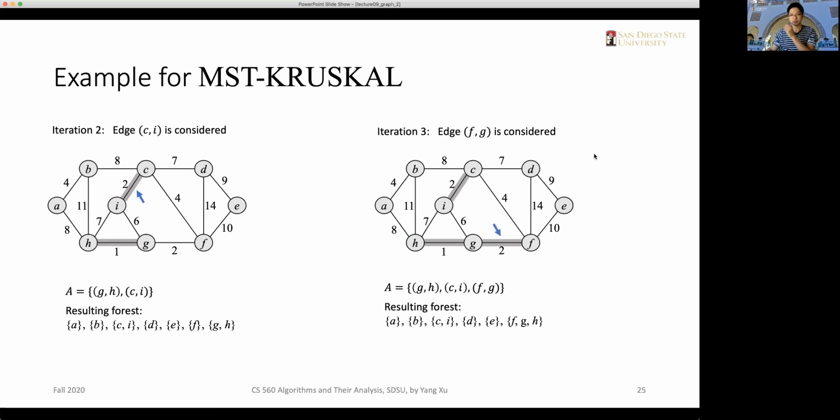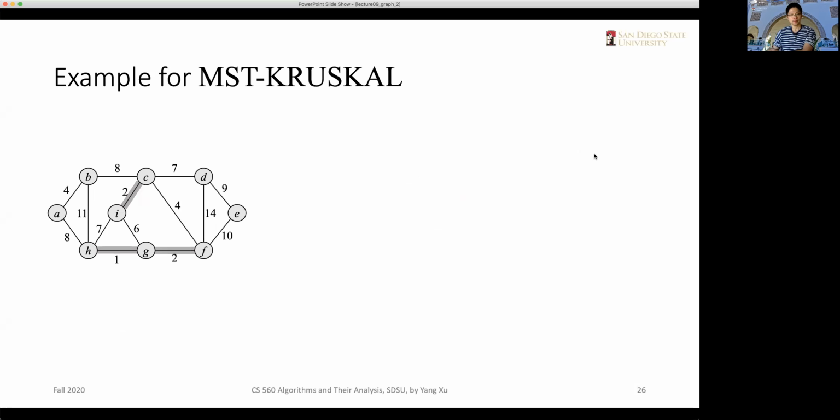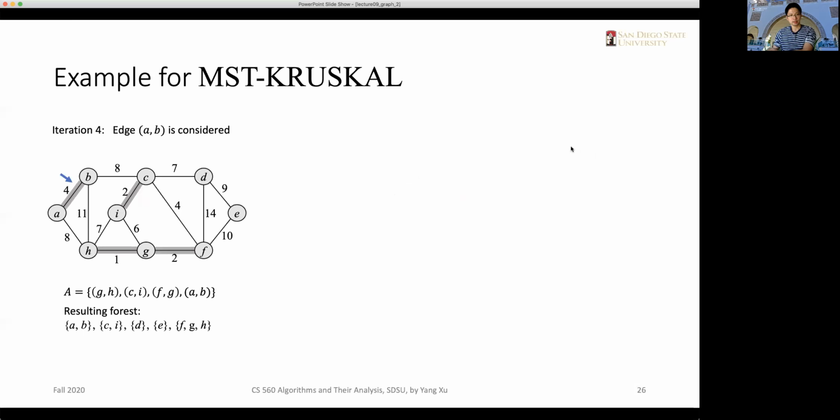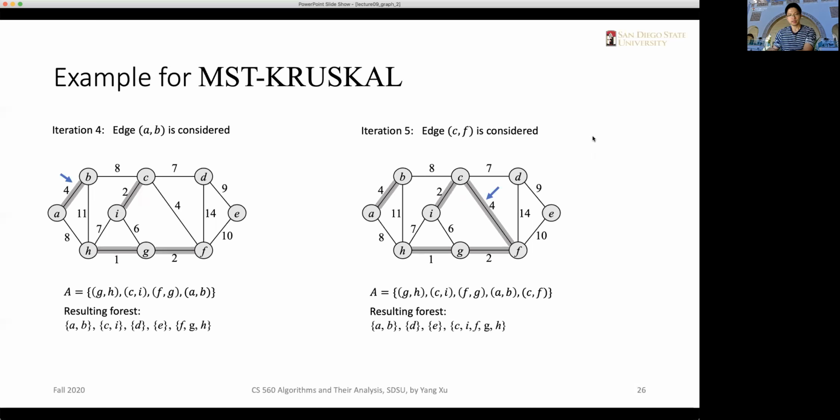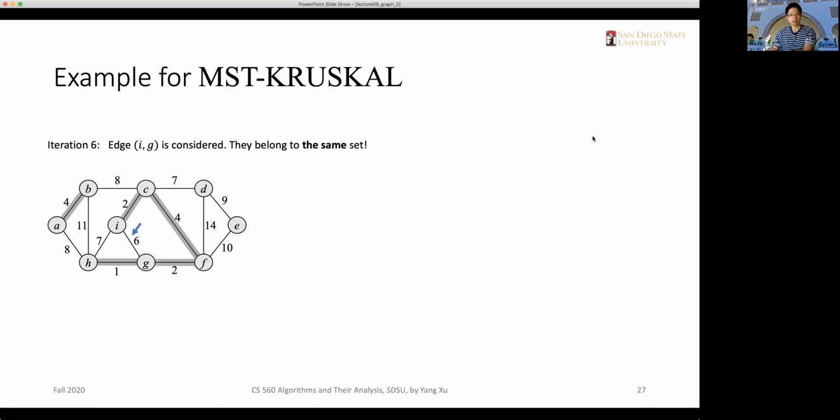Okay, so after this step, we highlight the GH. And then we highlight A and B, right? A and B is done. Then we highlight C and F, right? C and F is done. Let's consider IG, okay? Because IG has the weight 6.